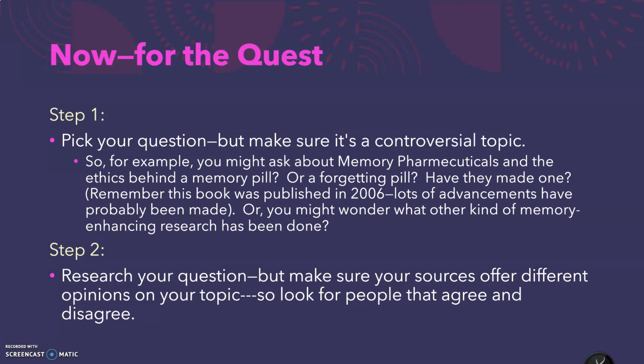So once you have your question, you're going to research it. But make sure your sources offer different opinions on your topic. So again, you're going to be looking for sources of people that agree and sources of people that disagree with your topic. Okay, so that's what makes it a little different. Make sure your question is about a controversial topic, and make sure you're looking for both sides of the argument when you do your research.